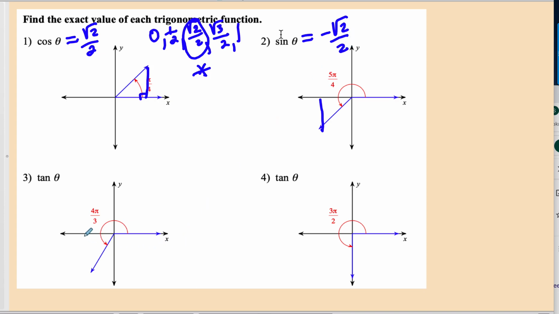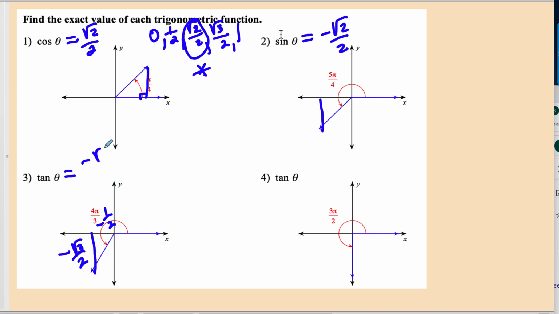Over here on tangent, let's take a look at the triangle. This is 4 pi over 3, which means the reference angle is pi over 3. Pi over 3 means that the y is the longest one, so this will be negative root 3 over 2. And the x, or the cosine, will be negative 1/2. And tangent is, remember, opposite over adjacent, or sine over cosine.